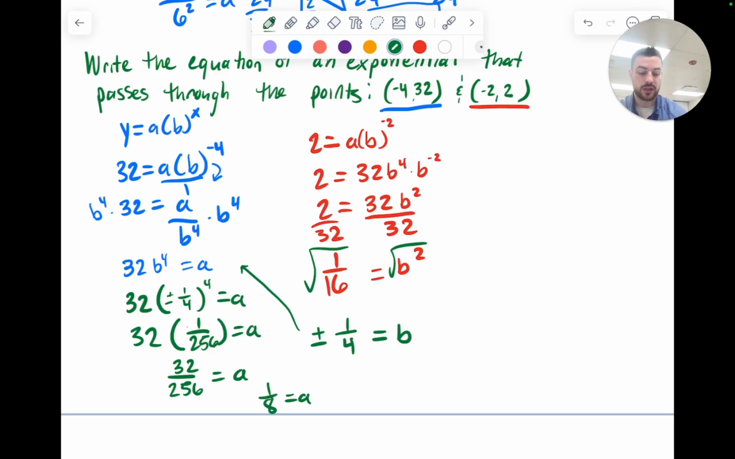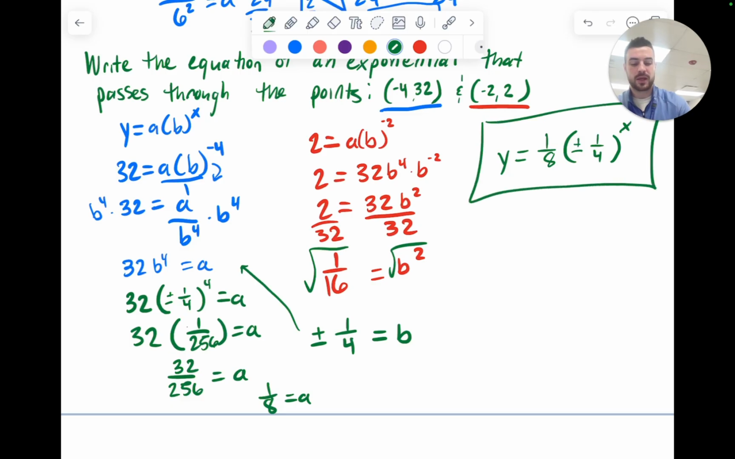So my answer here is going to be y equals my a value times my b value. Again, in this case, we want to include the plus and the minus because we don't have enough information to know if this is going to be a positive 1/4 or a negative, given that we only have 2 points here, and we're going to raise this to the x power. So this is our solution here. That plus or minus might give some of us some difficulties, but it's a little bit unique depending on our situation.